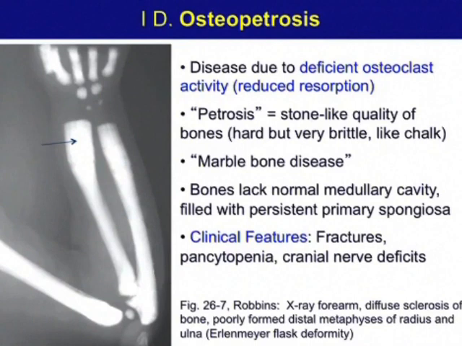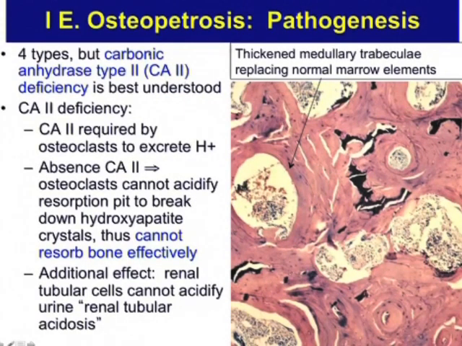Osteopetrosis, they get really sclerotic, thick bones, but the bones are not normal. Sometimes they call them chalk-like bones, because it's hard, but it's very brittle. So osteopetrosis refers to stone-like bone, and the underlying problem, there are again different forms of the disease, but the one that we know best has to do with abnormalities in carbonic anhydrase 2.